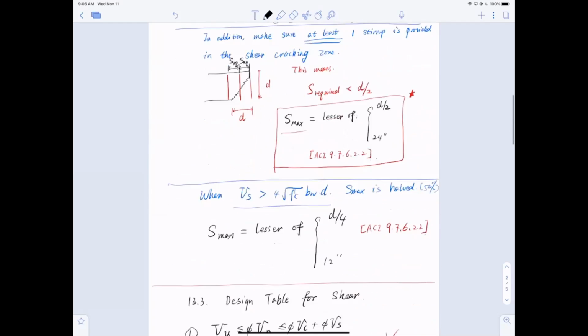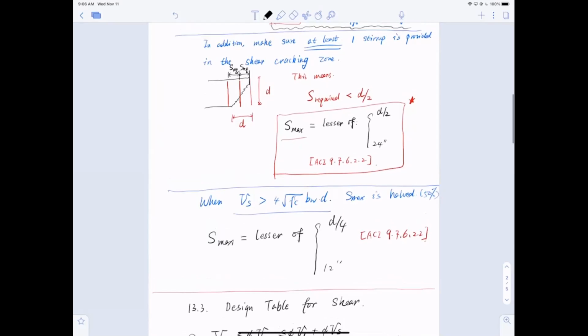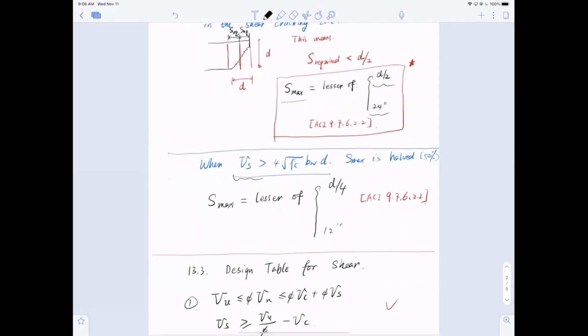So these are the requirements for the spacing, right? When we have the minimum requirement, the maximum spacing has to be d/2 or 24 inches, and if Vs is bigger than 4 square root of f'c bw d, the maximum spacing has to be the lesser of d/4 or 12 inches, right?